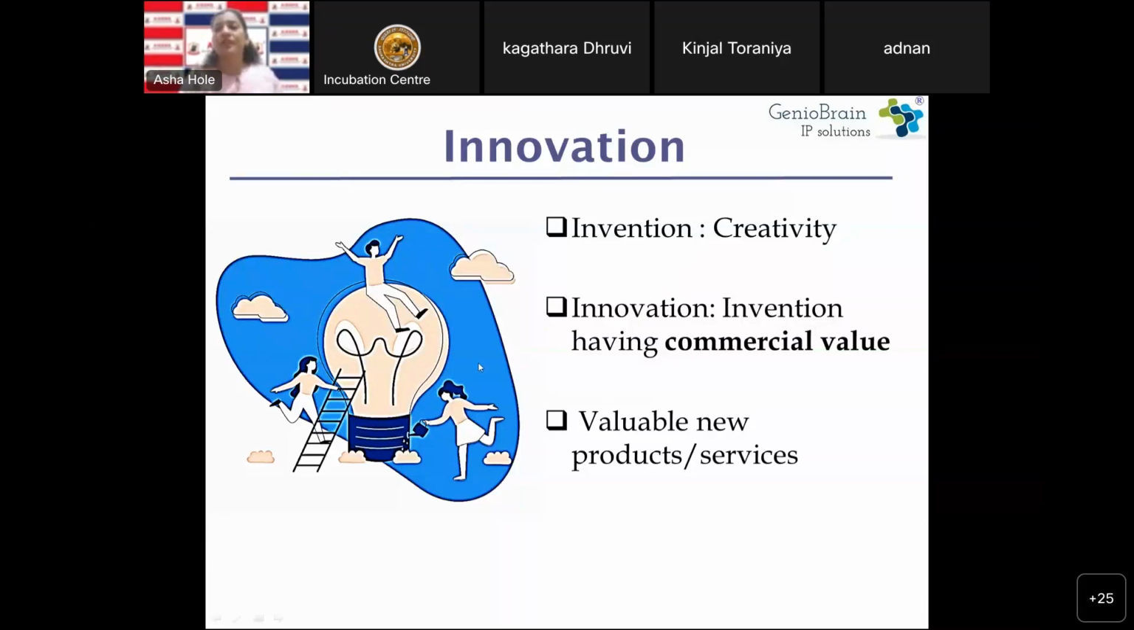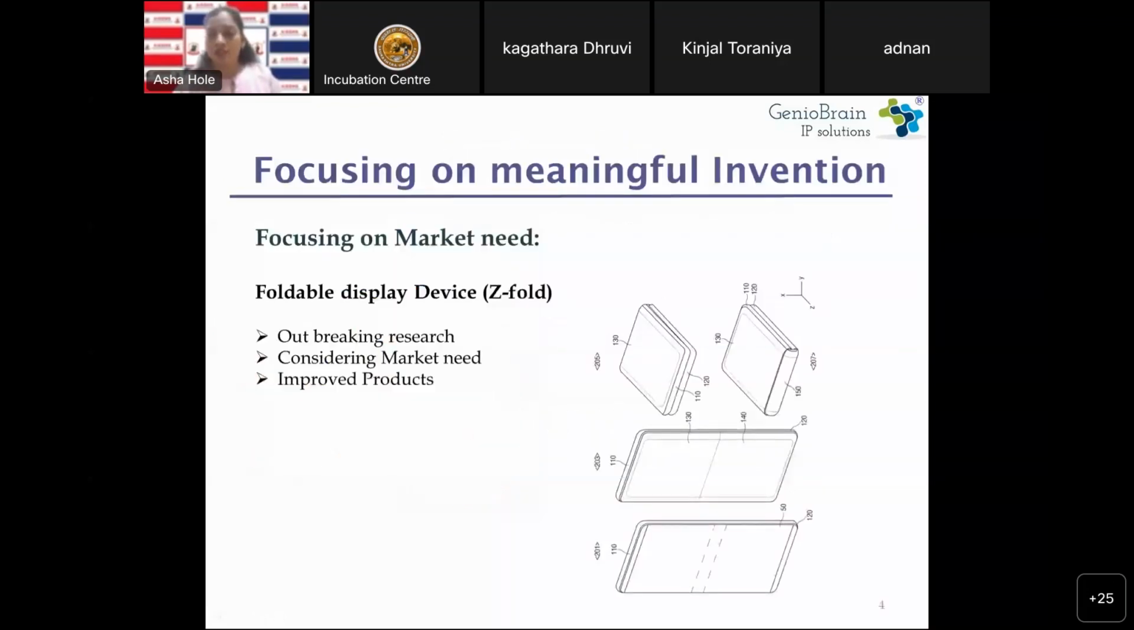So this is the difference between invention and innovation, and again I'm emphasizing that we are protecting our innovation, not an invention. Innovation we are going to protect through our intellectual property rights. Now how can we distinguish between invention and innovation? Your invention should be innovative. Now, how could you decide and come to the conclusion that my invention is innovative?